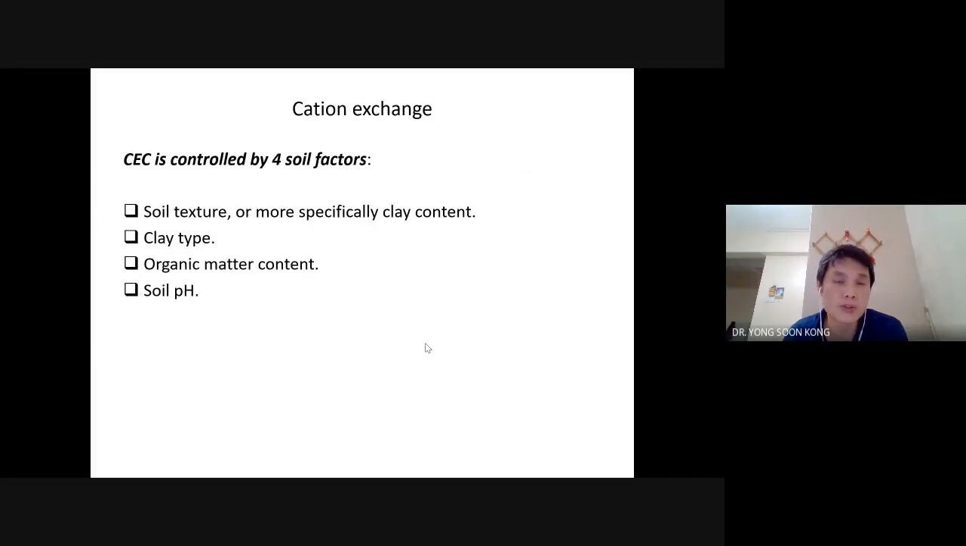Okay, CEC is controlled by 4 factors. Soil texture, of course. If you have more clay, you'll have higher CEC. The clay type: there are 2 types of clay, swellable and non-swellable. Of course, swellable ones will have higher CEC. The content of organic matter: the more organic matter, the higher the CEC. And of course, soil pH: higher pH increases CEC.